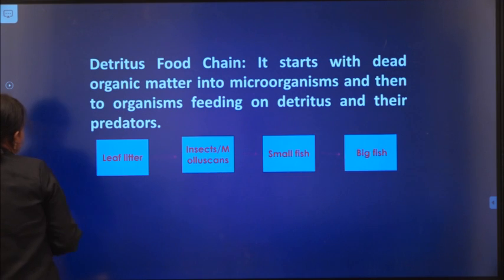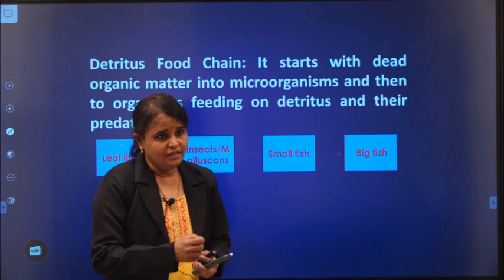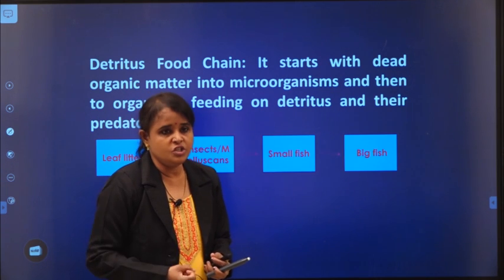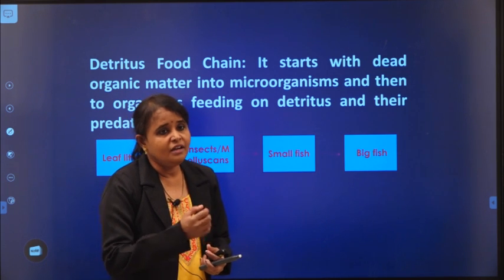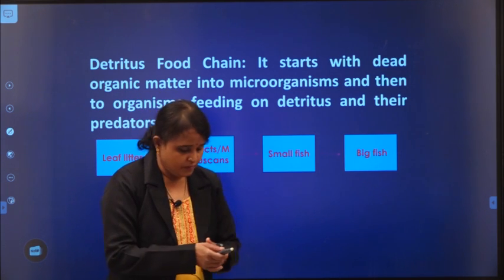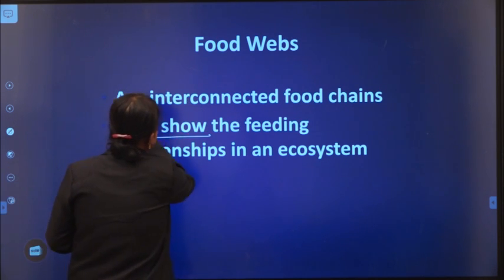Now let us see food web. What I told you, food web means it is the mixture of two or more food chains. Two or more food chains are combined together to form a network like pattern, that is food web. So now you can see this is the definition.